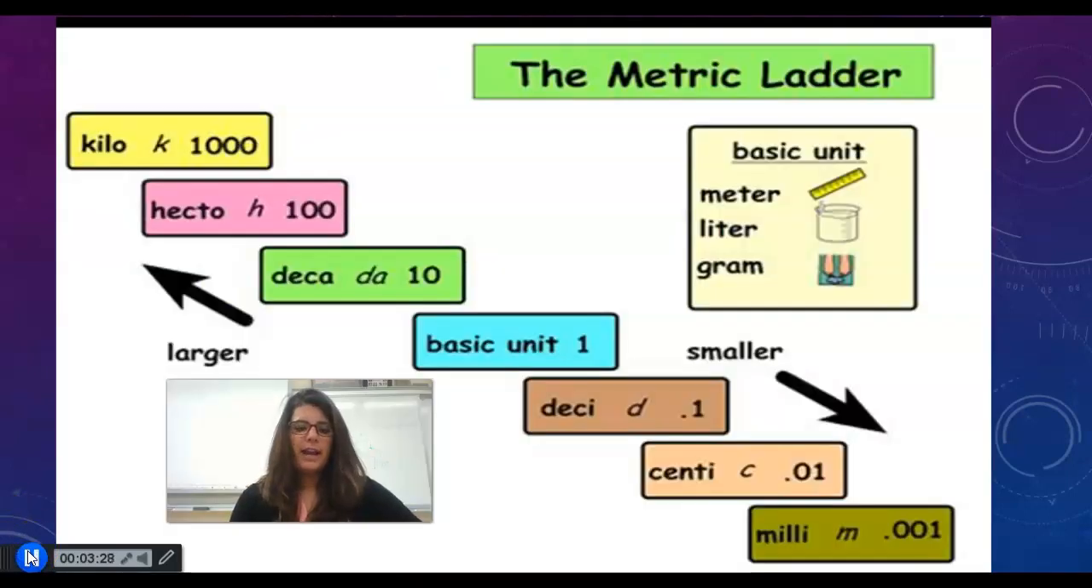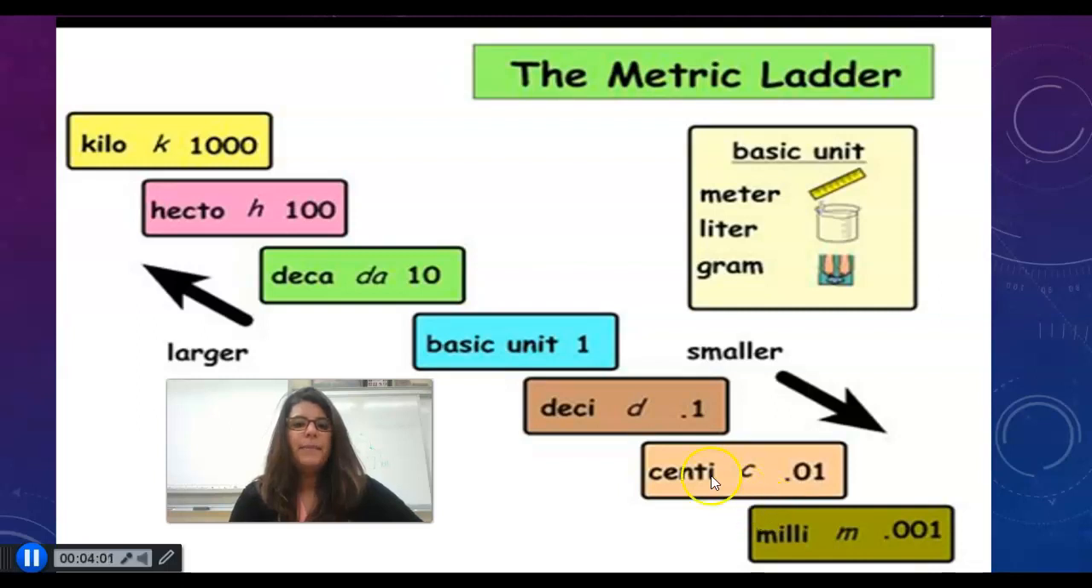So here's the metric ladder. Kilo is up here. It represents 1,000 and is written with a K. Hecto, written with the H, represents hundreds. Deca, DA, represents 10. Here's our base unit, so that would be meters, liters, or grams. Deci represents 1/10 and is just a D, so be careful between these two because they both have D's, but Deca is a DA. Centi represents 1/100th, and milli represents 1/1000th.